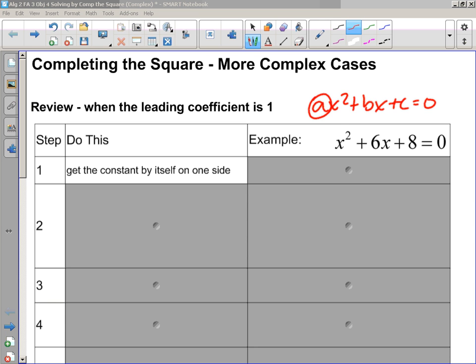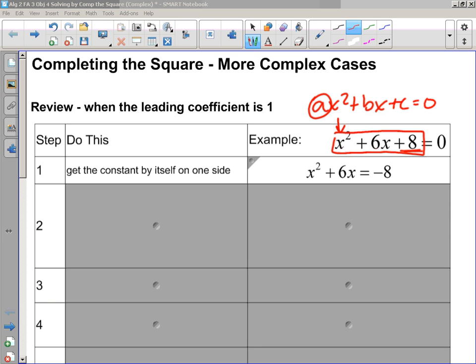So easy cases are when this leading coefficient is 1. Or in other words, we just have, like we see in this example, just x squared. So if I'm going to complete the square, what I first want to do is move the constant to the other side, because this is the number that's preventing this trinomial from being a perfect square. So in this case, I would subtract 8 from both sides.